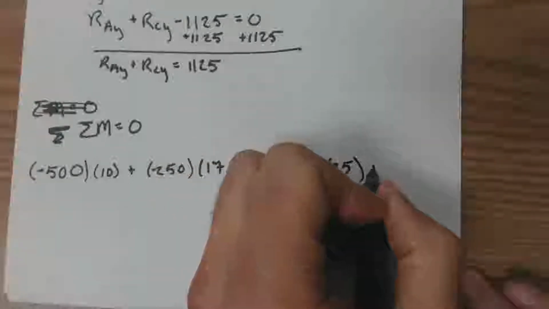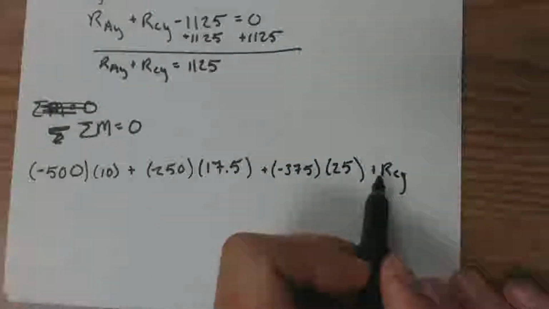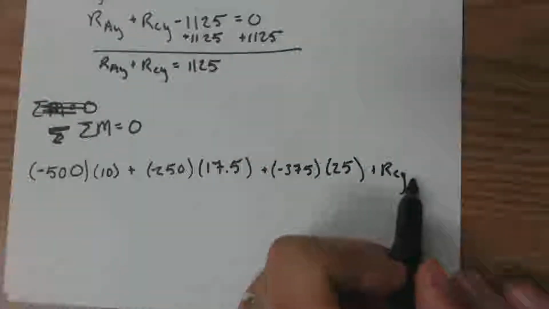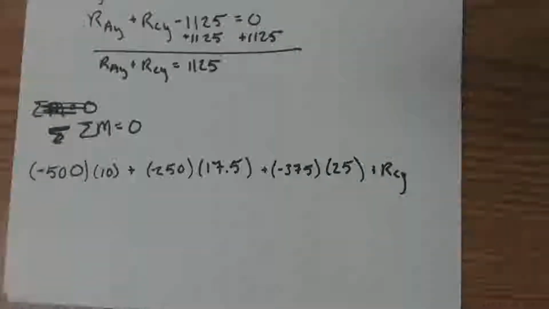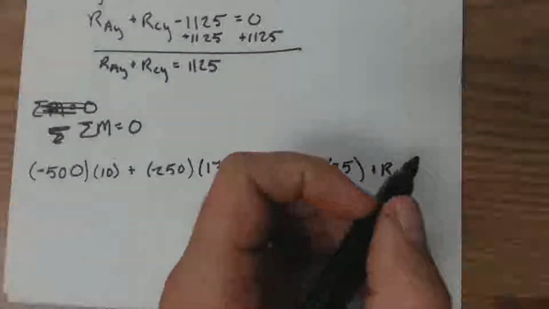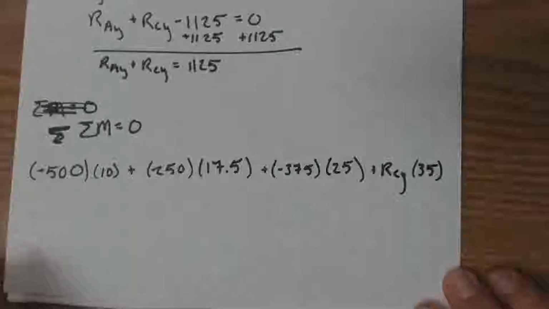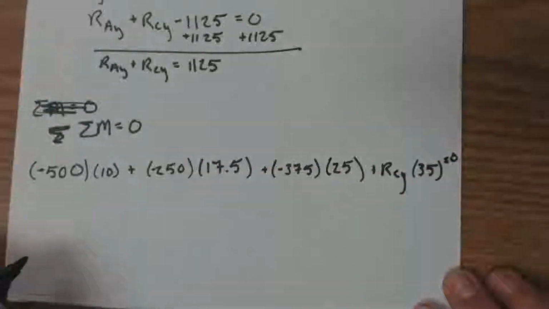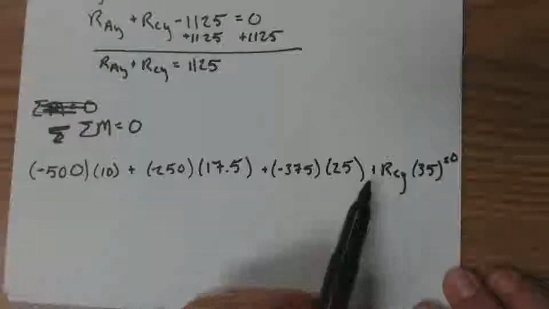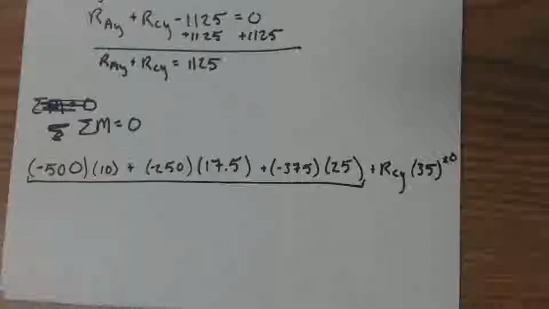And then my last one, RCY, that's my reaction force. I don't know what it is yet. And it is 35 away. And all of that must equal 0. Good thing is, only one variable. So I'm going to type all of that into my handy dandy little calculator.